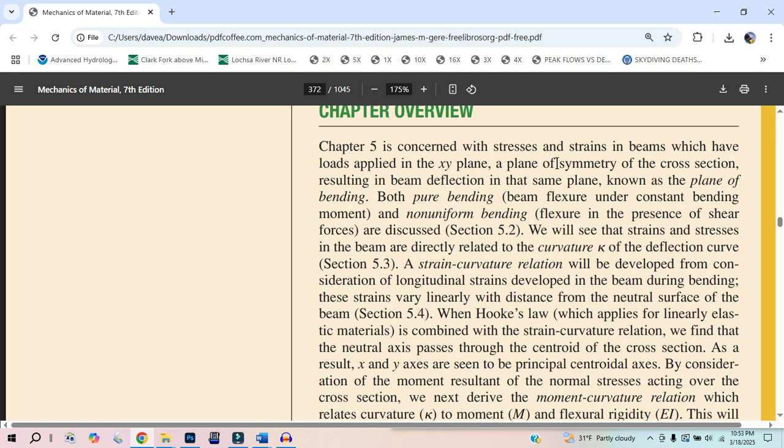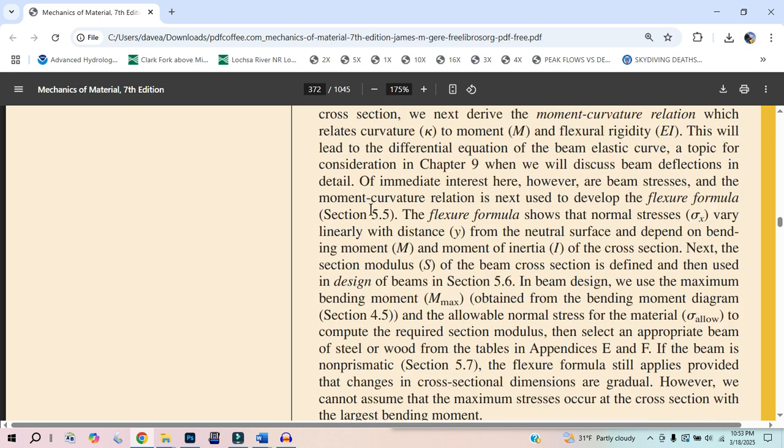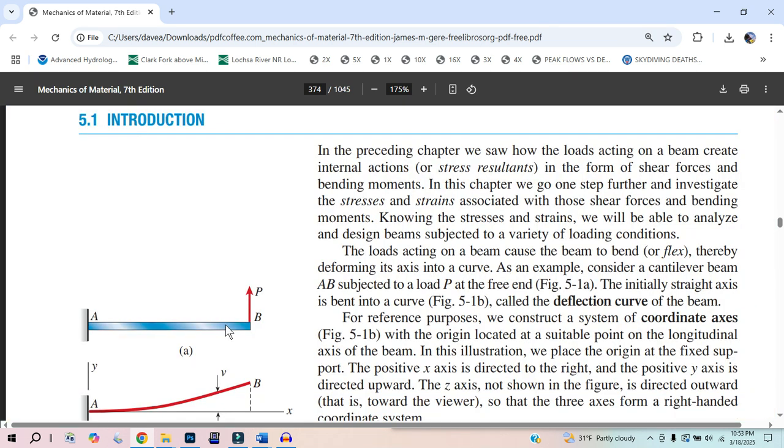All right, so that's a plane of symmetry of the cross section. And this results in beam deflection, which is just movement of the beam, visible movement up and down, in that same plane known as the plane of bending. Cool. Both pure bending, beam flexure under constant bending moment. Okay, sweet. So this is not pure bending.